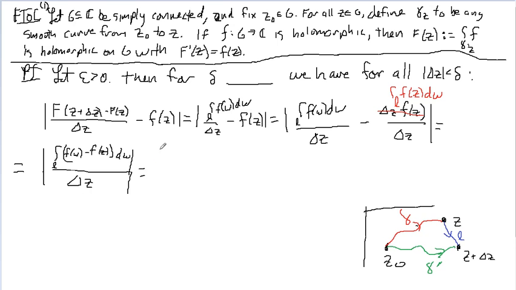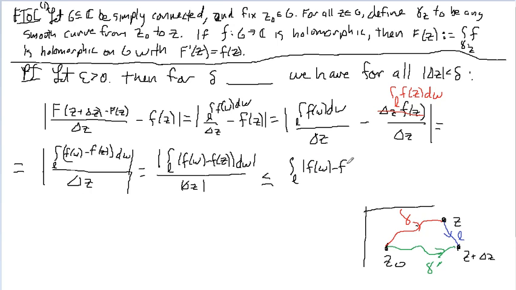This is equal to the length of the integral of f of w minus f of z, which is a constant as far as this integral goes, because the integral is with respect to dw, divided by the length delta z. And now, we've seen this before: if I take the absolute value of an integral, I can replace it with less than or equal to the integral of the absolute value of f of w minus f of z dw, and this is still going to be over delta z.